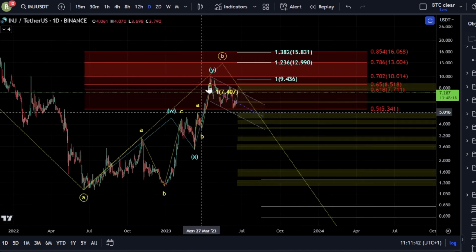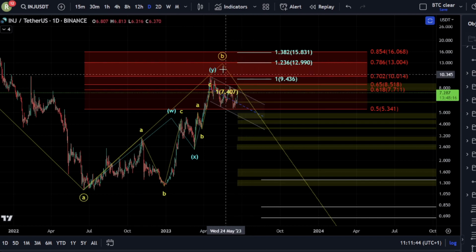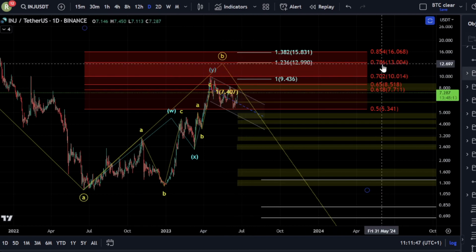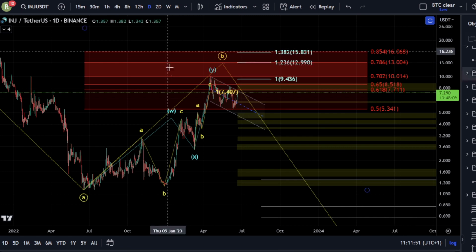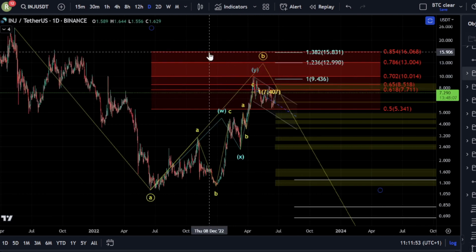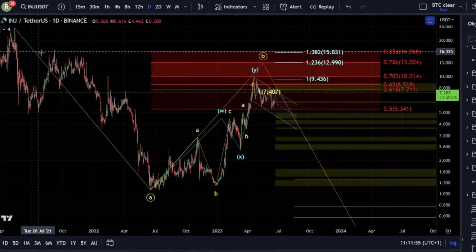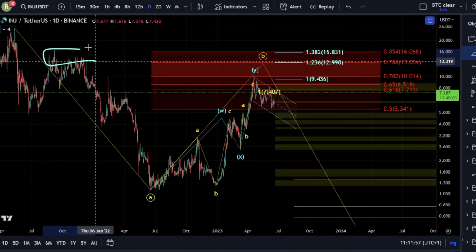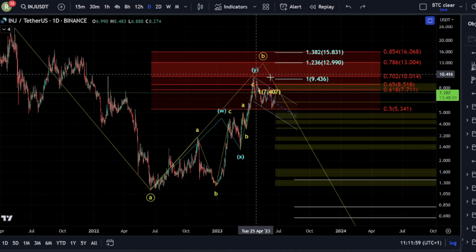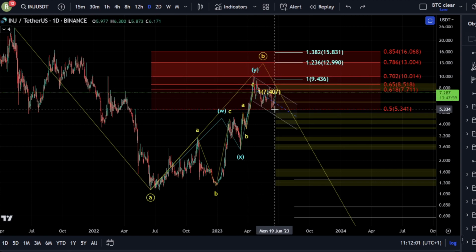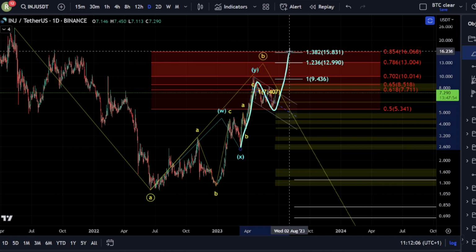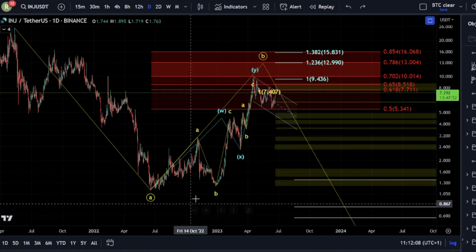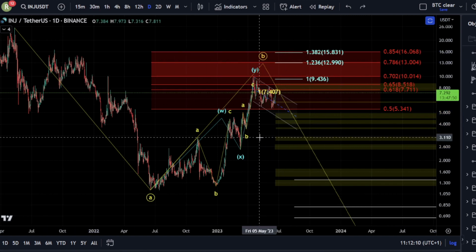Alternatively, we could have it that this Y wave is still continuing, and we could look to push up higher towards this 786 or this 854, which is sitting at this $13 and this $16 respectively. These higher levels would be quite interesting if we do move up here, because it would bring us back up into some of this previous structure. It would be interesting to see whether we manage to get an additional push up into these levels, where we actually have another leg to the upside. So this is looking at that possibility that we could look at this as a corrective move.